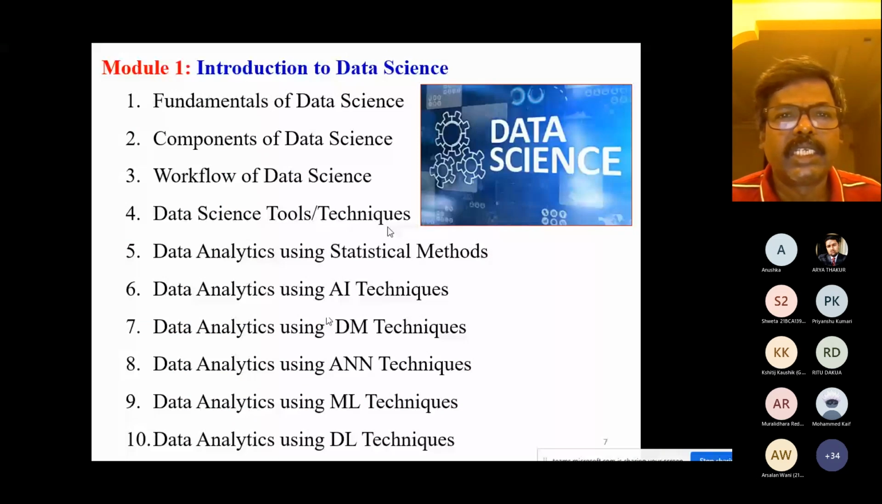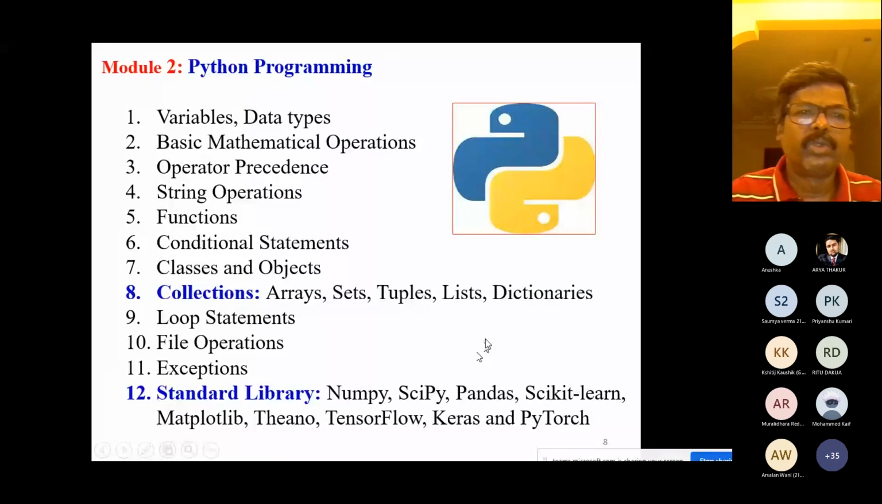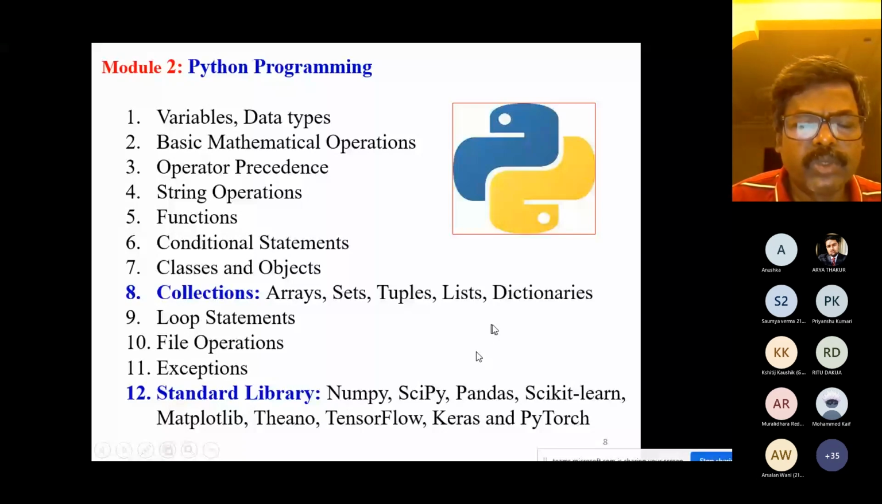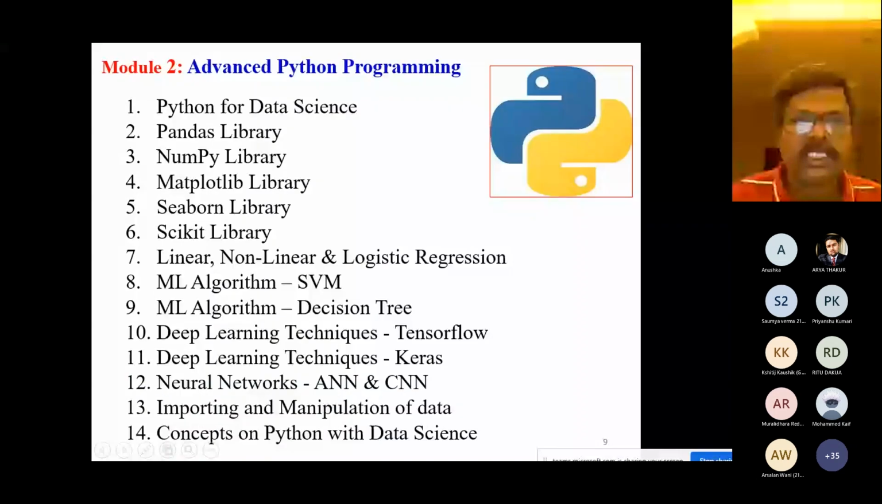This is the syllabus: Introduction to Data Science, what it consists of, fundamentals, components, workflow, and data science tools and techniques, followed by the applications. Then Python programming. If you know it very well, fine; if you don't know, no problem, I am going to demonstrate. Here I am going to explain Python programming collections and the standard library in order to execute various real-time applications. Then advanced Python programming in order to solve data science applications.